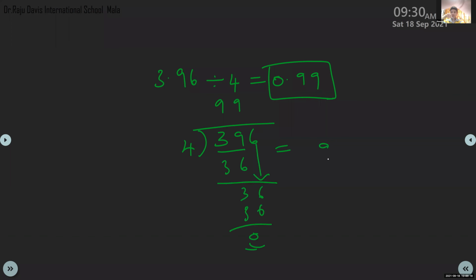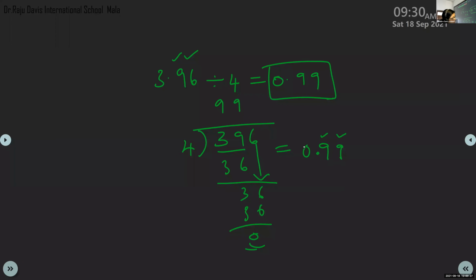So the answer is 99. How many decimal places are there in the question? 2. So we can put a decimal point here so that in the answer also 2 decimal places are there. So 0.99 is the answer. Now last question.